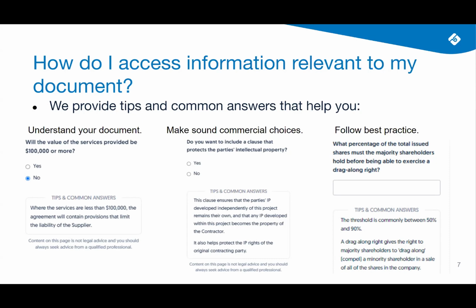Finally, we include best practice. So if you're filling in a shareholders agreement for the first time, then you may not be aware of how drag-along rights work. So we give you a bit of information about what common drag-along provisions look like.